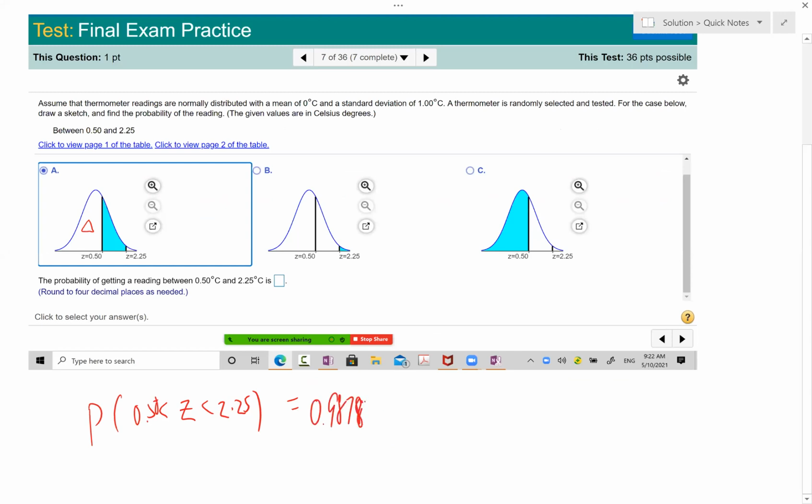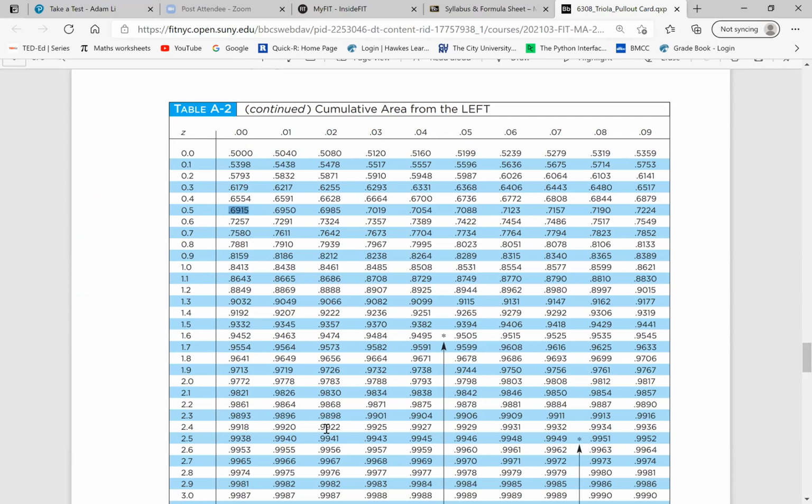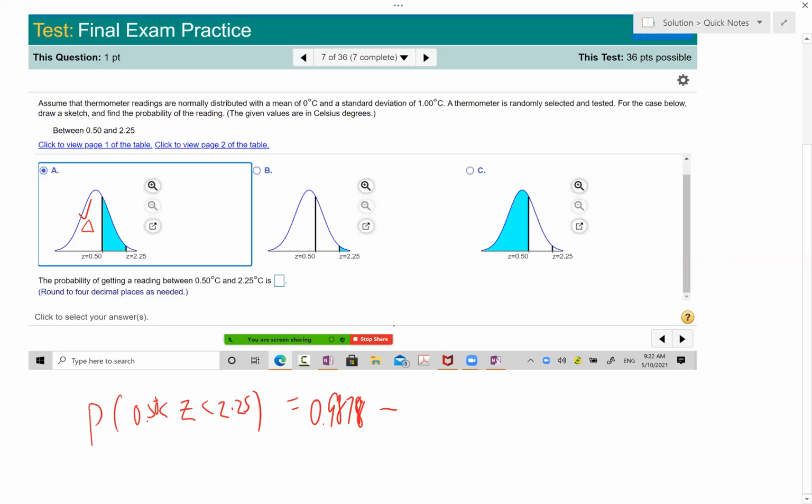Okay. And then subtract the smaller area, right? The smaller area is the area corresponding to z-score 0.50, and that's exactly the triangle area. So when you find the difference, it becomes the designated area we're looking for. Okay, one more time. Go to table A2, look for 0.50, which is 0.6915. And then the difference is the final answer.